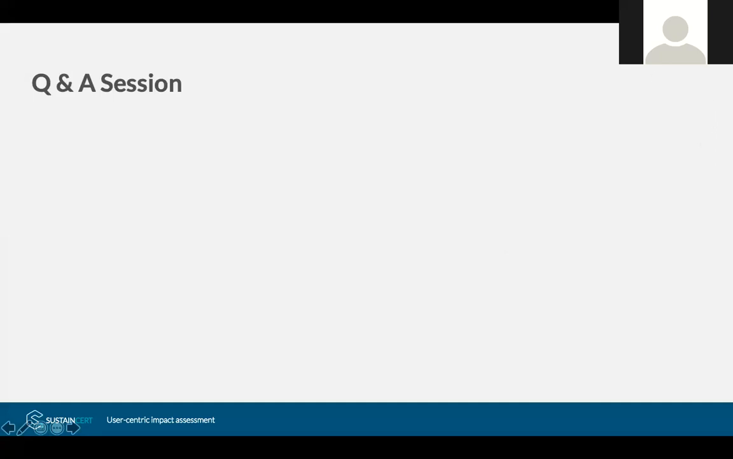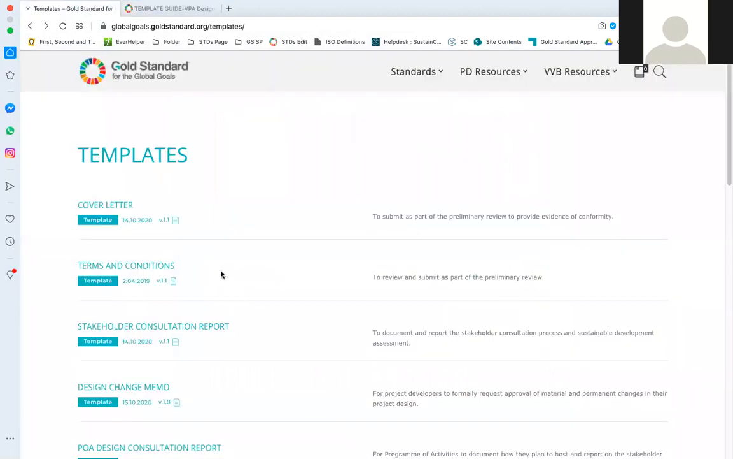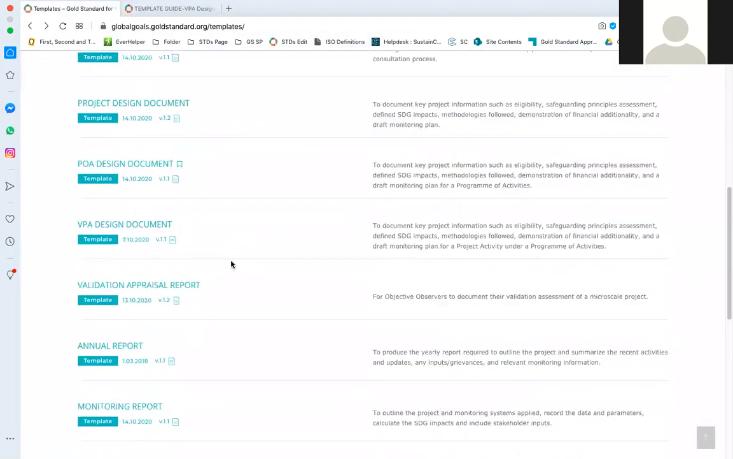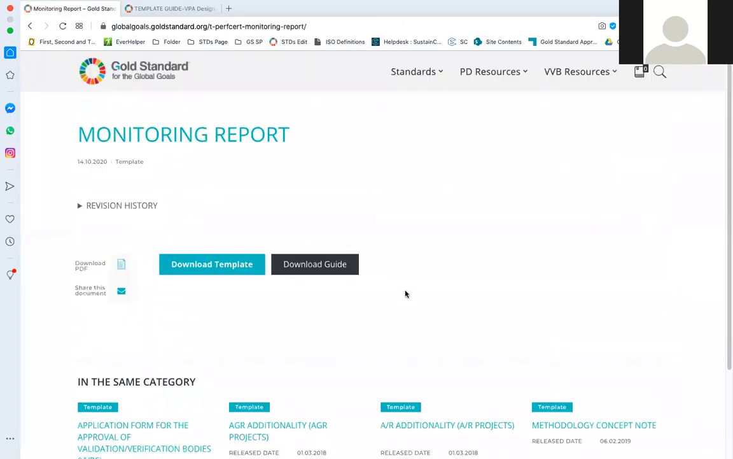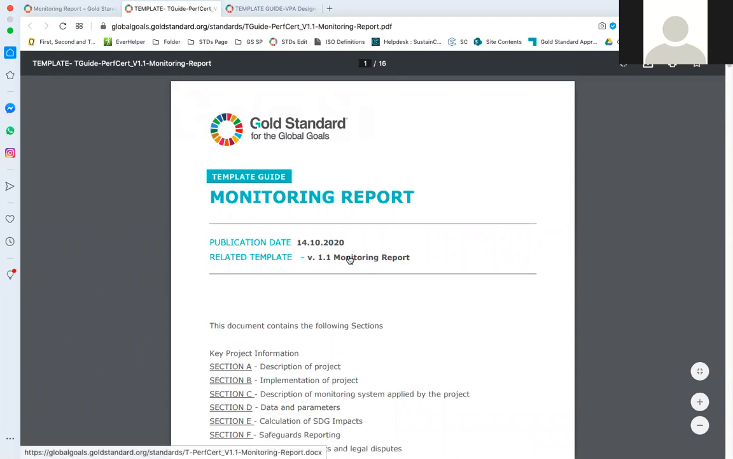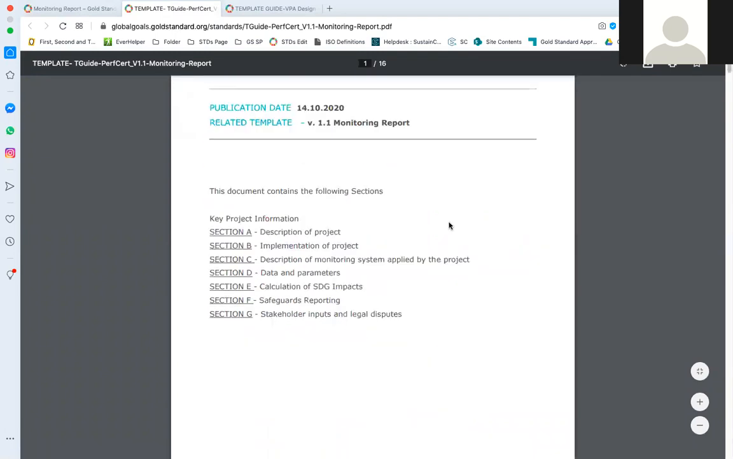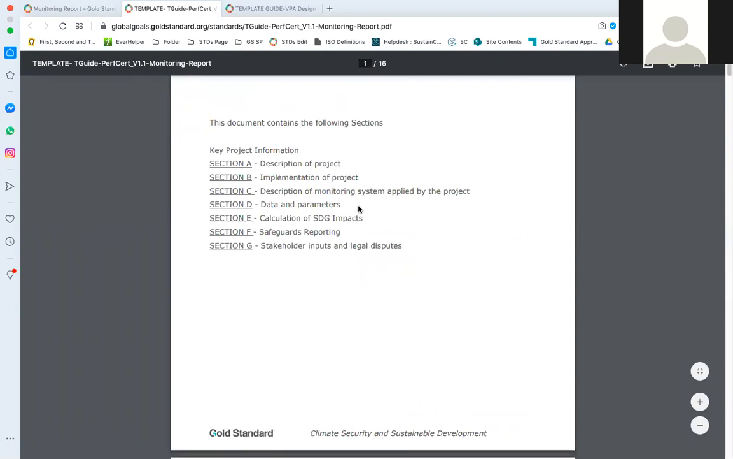I'm just going to see if Virginia's still present, because yes, she is. Okay, she's asked for a quick presentation on the monitoring report. I'm just going to do that quickly because I agree, I think that would be helpful. So where are we? The monitoring report. I'll show the guide, because the guide takes you through the structure as well as goes through some of the guidance. So I'll just go through the changes in the guide and in the structure at the same time.